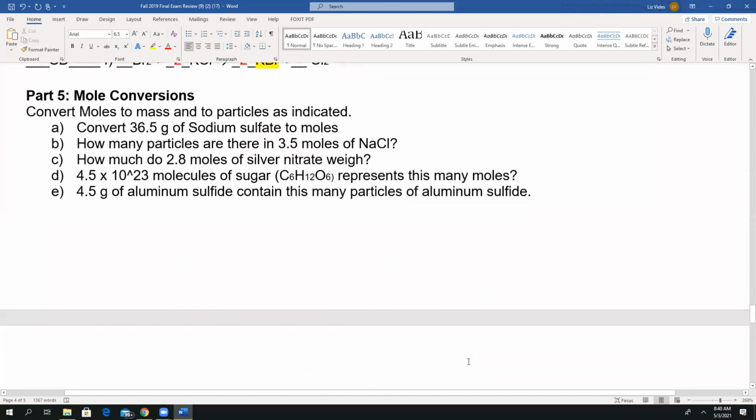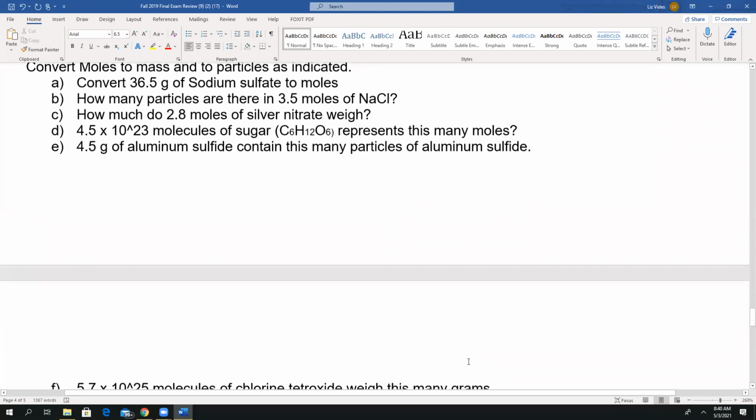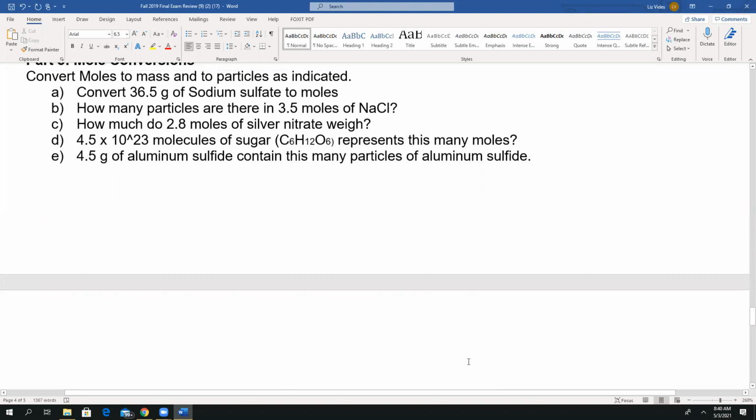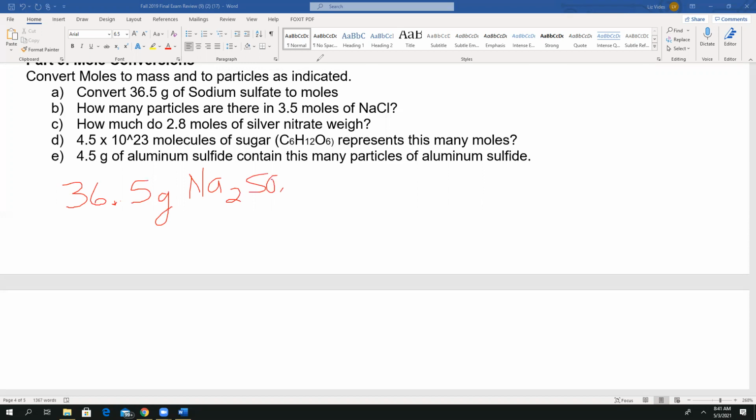Next one is mole conversions. Okay, here's where you convert moles to mass and particles as indicated. Okay, the first one is giving us, this one I'm gonna have to write down like this. So what we know is that we have 36.5 grams, right, of sodium sulfate. So sodium sulfate, okay? And we're gonna convert that to moles.